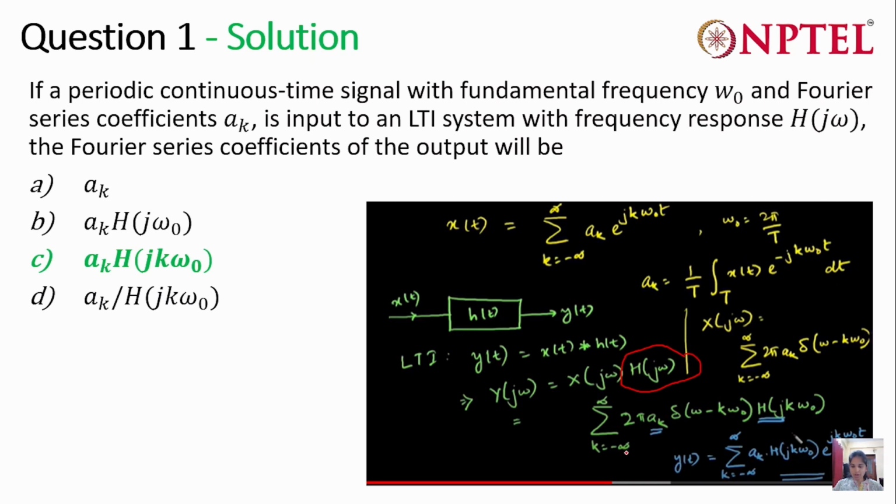Finally, y of t will be summation k equal to minus infinity to infinity ak into h of jk omega naught into e power jk omega naught t. So basically, the Fourier series coefficient of the output will be ak into h of jk omega naught, because these impulses are valid for every k omega naught.